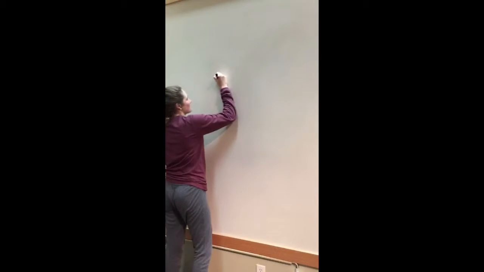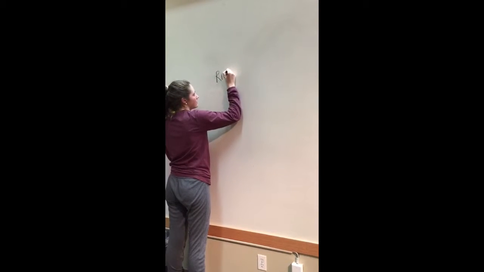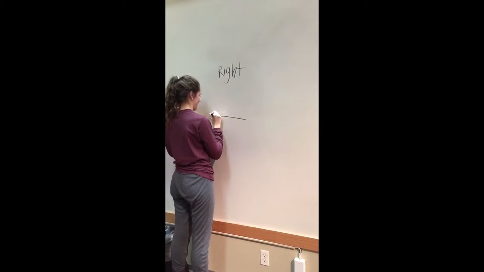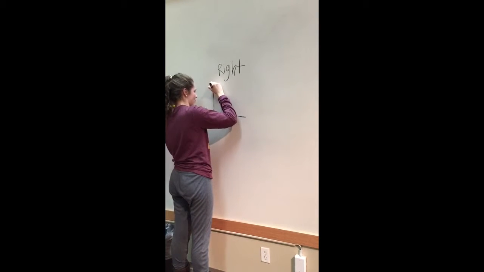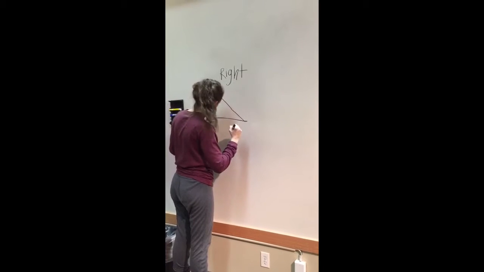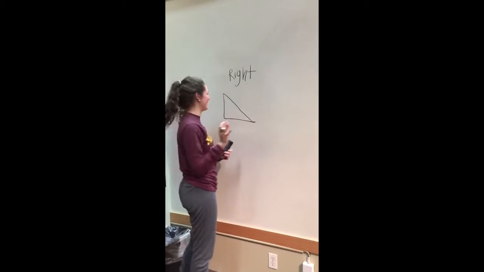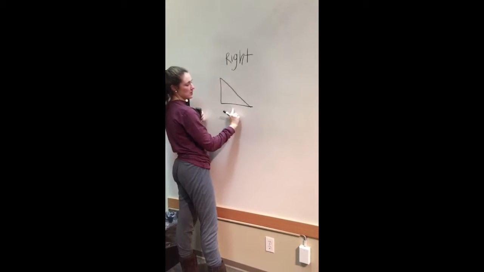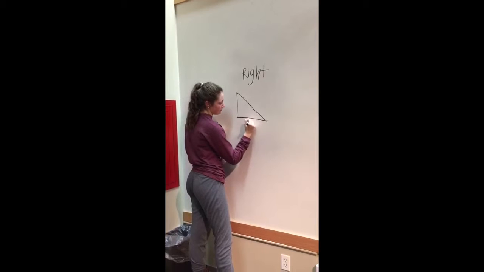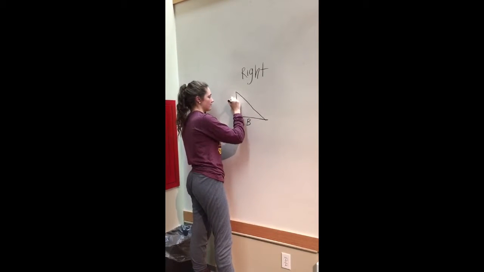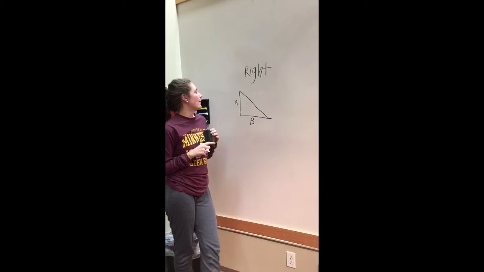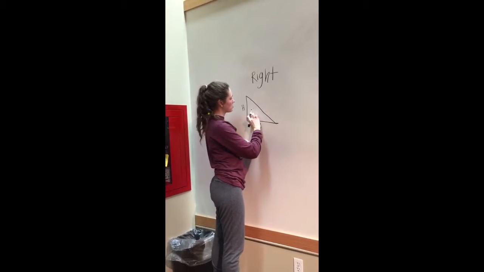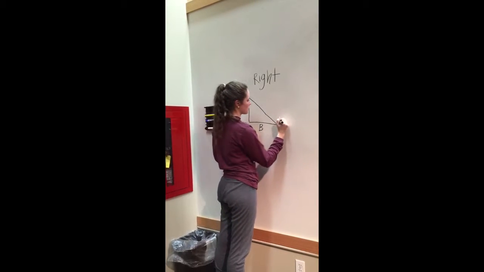So over here, we're going to draw a right triangle. That might not be perfect, but for this triangle, we have the base, which is always along the bottom, and the height, which is up and down. So to find the area of this triangle, we're going to reflect this triangle over here so we can make a square.